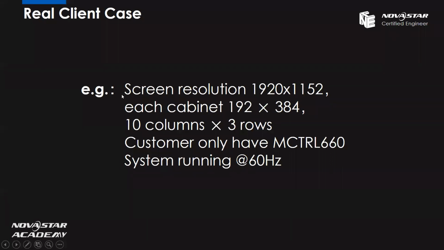Here we can see the information. The screen resolution is 1920 by 1152. And each cabinet's resolution is 192 by 384. The customer has 10 columns and 3 rows, and they only have one M-Control 660. And the frame rate is 60 Hertz. So here, the question is, how can we finish the screen connection and how can we finish the cabling?